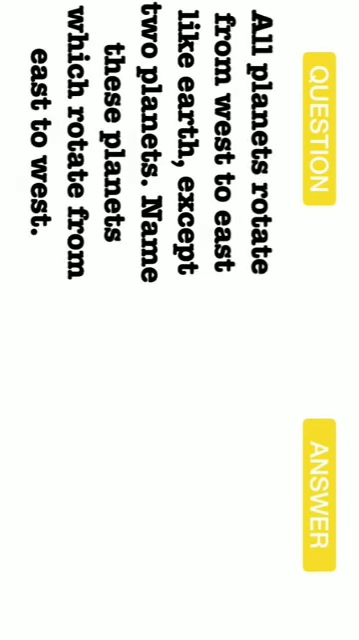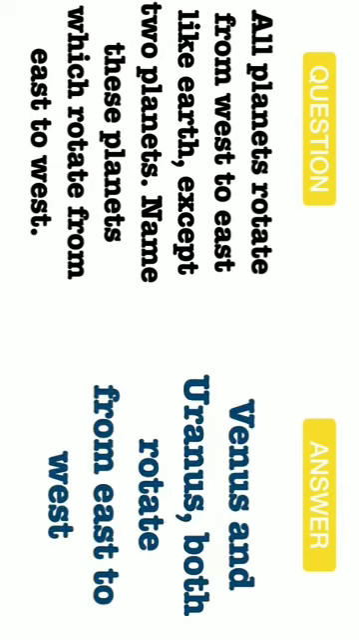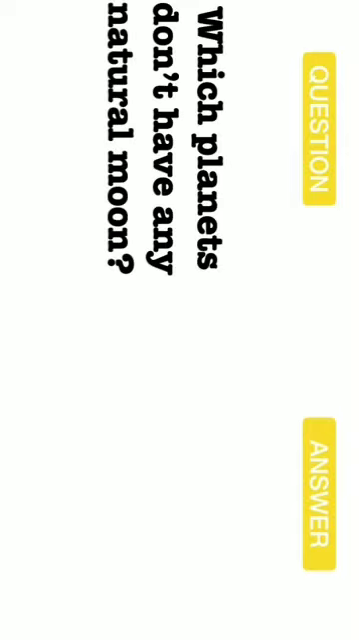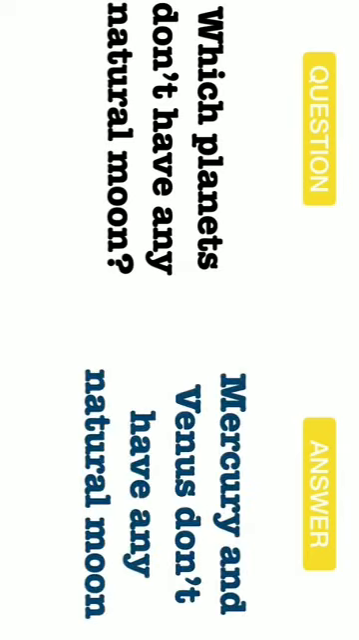All planets rotate from west to east like Earth, except 2 planets. Name these planets which rotate from east to west. Venus and Uranus both rotate from east to west. Which planets don't have any natural moon? Mercury and Venus don't have any natural moon.